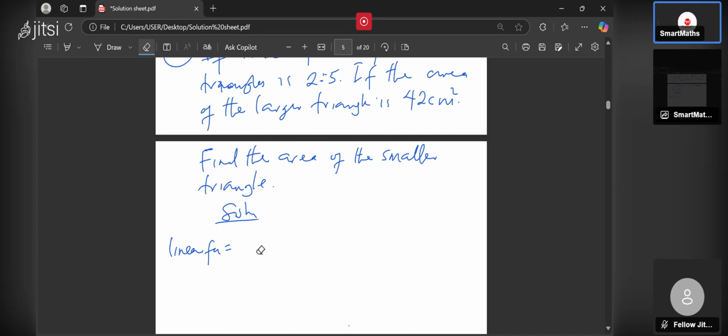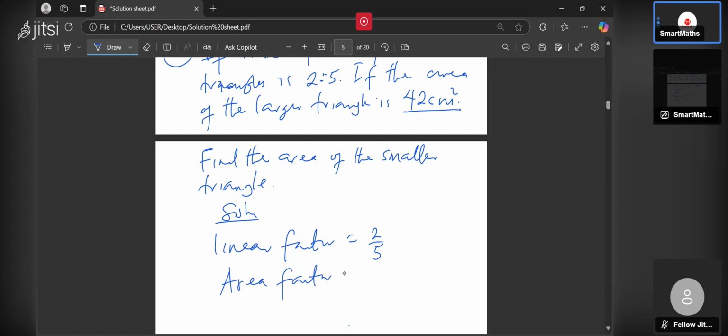Let me write it properly. So the linear factor is 2 to 5. Now we need to get the area factor, because they are telling us the area of the larger triangle and we are looking for the area of the smaller triangle. So we need to change this to the area factor first. To do that, we square: 2 squared all over 5 squared. That gives us 4 over 25.